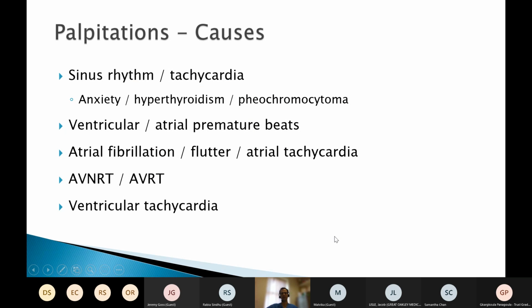There are lots of different possible causes of palpitations, and this is not supposed to be an exhaustive list, but it covers some of the main ones that we're going to look for. So the most common cause of palpitations is sinus rhythm or sinus tachycardia if the heart rate is fast. And that could be anxiety or hyperthyroidism, or very rarely a pheochromocytoma.